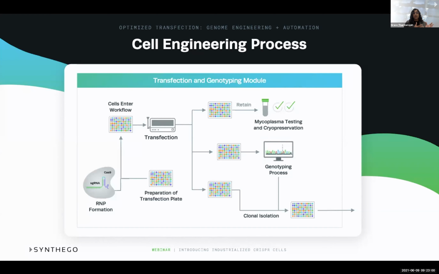As I mentioned, we do all of these things simultaneously, which is one of the many examples that pull out efficiency in our workflow. As we're genotyping the cells that come off of the transfection work cell, we're also expanding them and getting them ready for clonal isolation. Once the genotyping data comes through, we can move very seamlessly onto the clonal isolation portion. At the same time, we're managing retains and ensuring that we can go back to a part of the workflow in case we need to in the future.